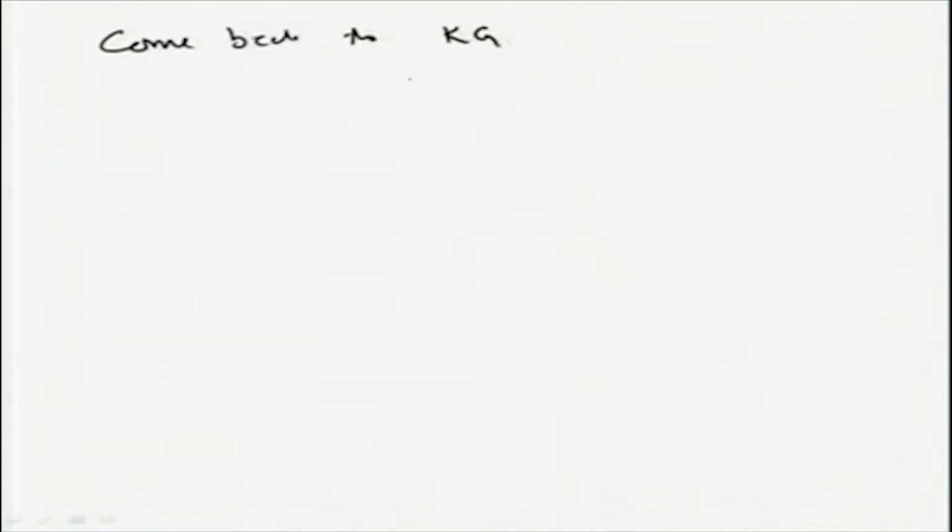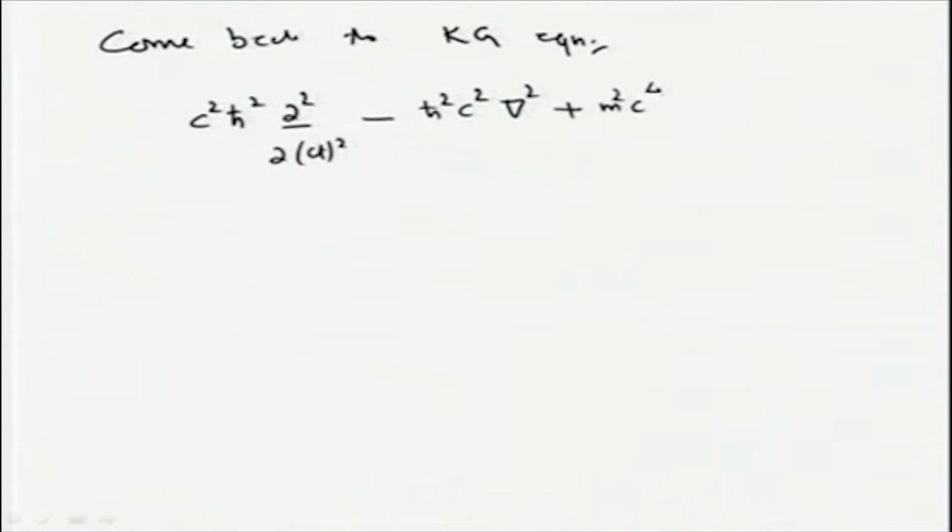Let me call this, for short, the KG equation. So, we have, let me write it in terms of c square h cross square second derivative with respect to time, or c t, minus h cross square c square grad square, plus m square c 4 psi is equal to 0. Please refer to the previous lecture for this. We had written this down.